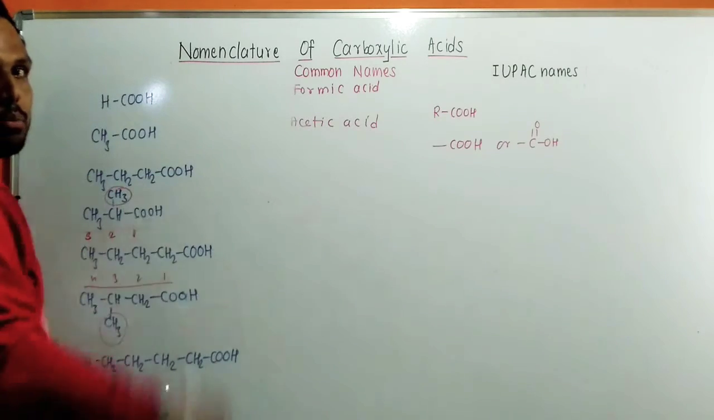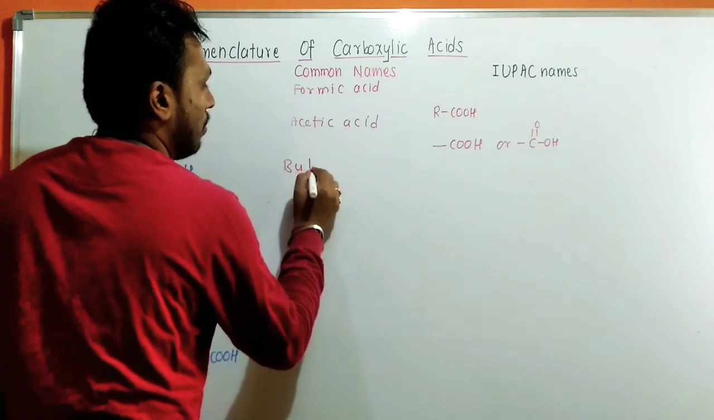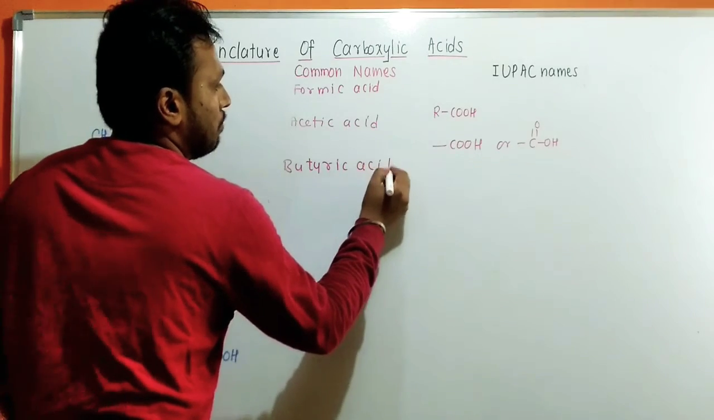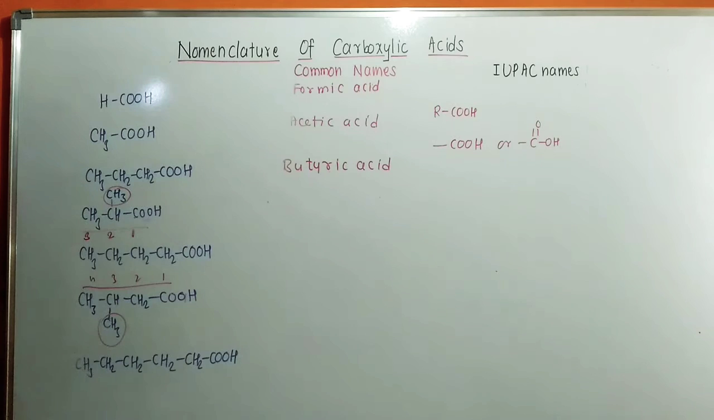So in total, here 4 carbon atoms are there. So for 4 carbon atoms, the common name of the acid will become butyric acid. This word butyr came from butter. So that is the source of that acid.